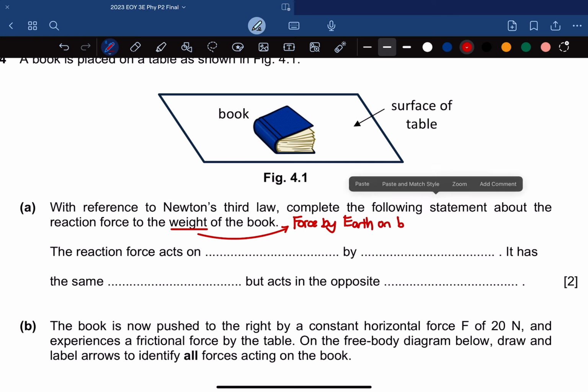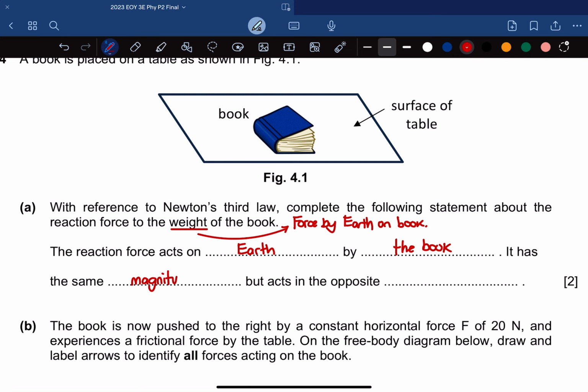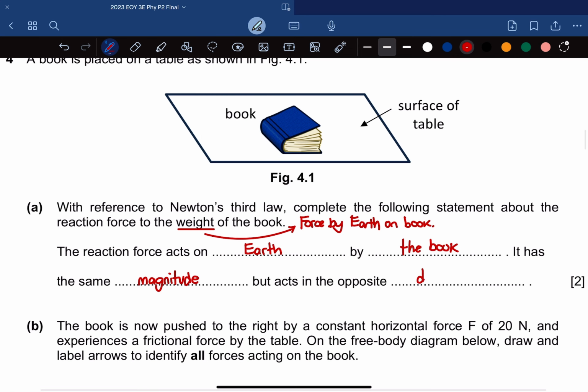on the book. So therefore, by Newton's third law, the reaction force to the weight of the book will be acting on the earth by the book. And from Newton's third law as well, we know that it has the same magnitude but acts in the opposite direction. So this will be the answer for question 4a part.